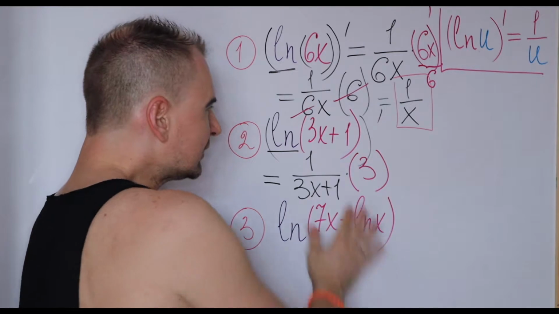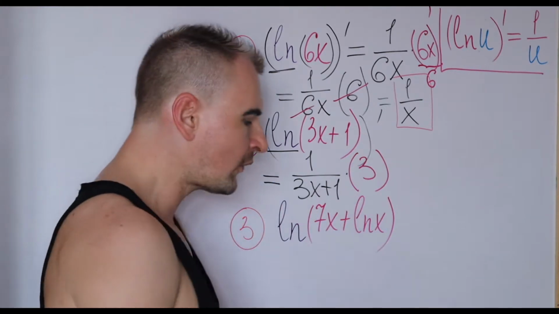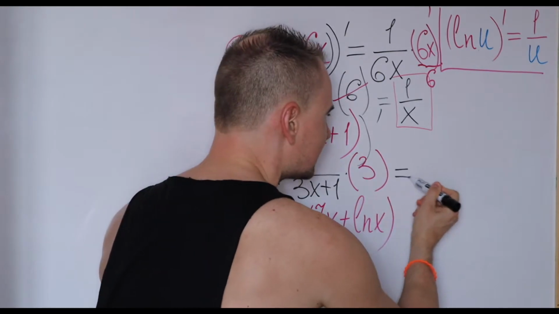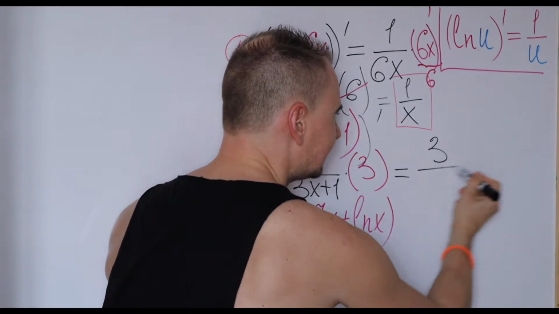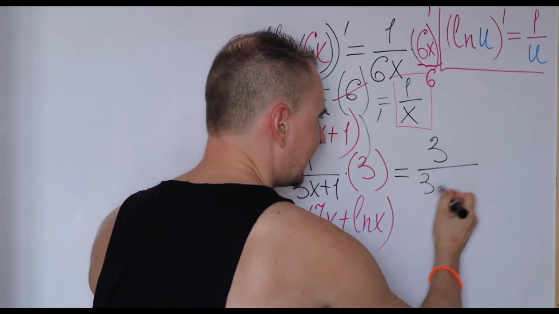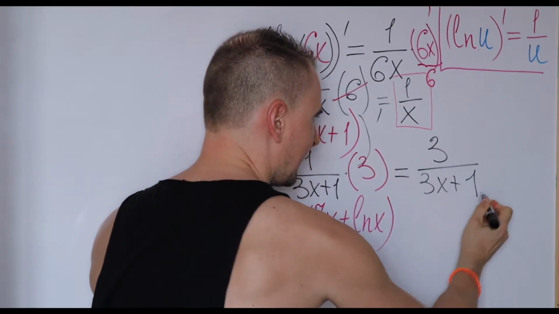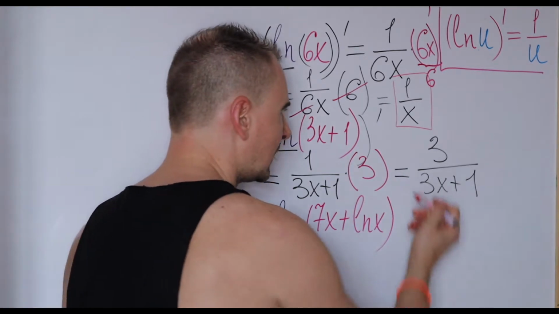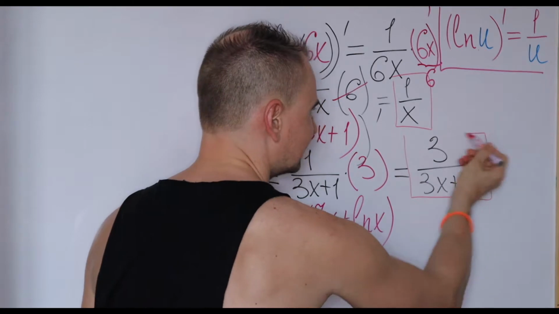And at this point, you cannot simplify any further. All you could do is just place this 3 on top of this fraction, and your final derivative, your final result becomes 3 over 3x plus 1. That's going to be your derivative, or your derived function, if you will, for the second one.